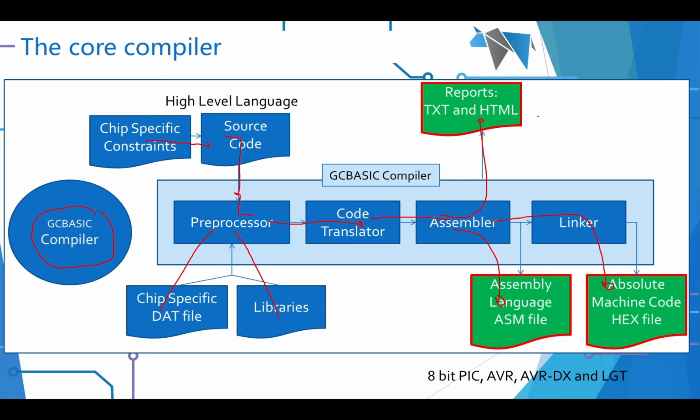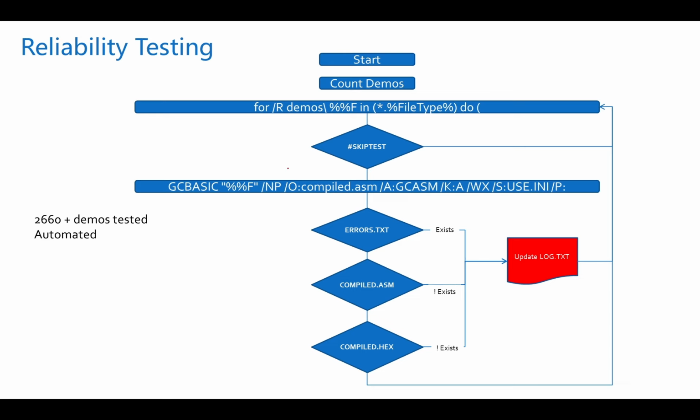So we can test whether the report file, the error log file, was created. We can test whether the ASM was created, and we can test whether the hex file was created. And we can test that for a lot of files, because we have a lot of files to test. And it will test whether there's a mistake in the library, a DAT file, or your source code. I'll explain. Let's go back to this diagram.